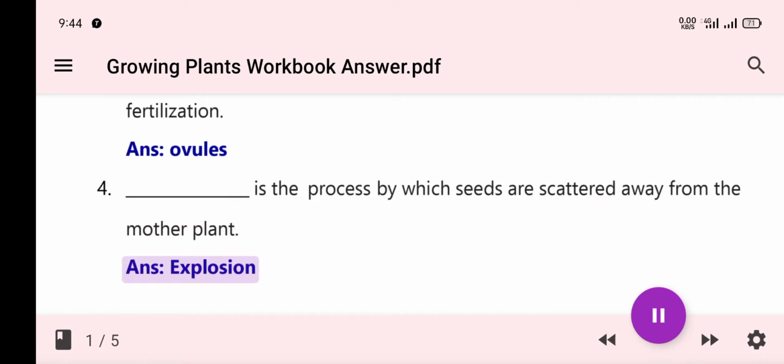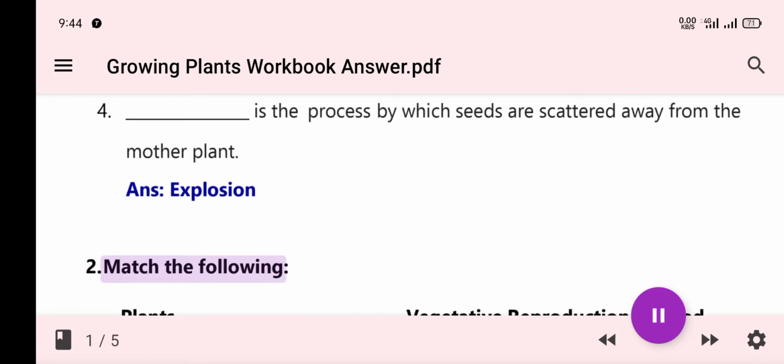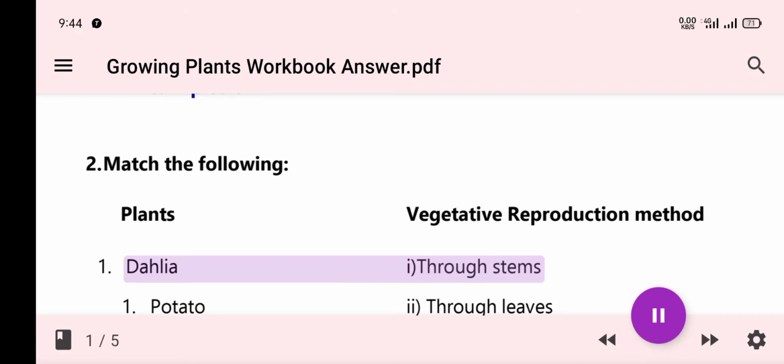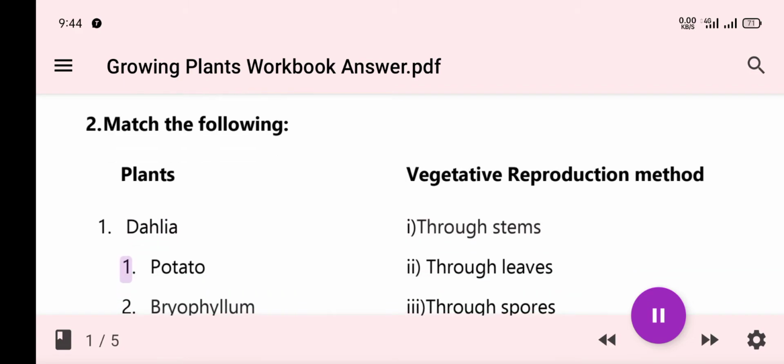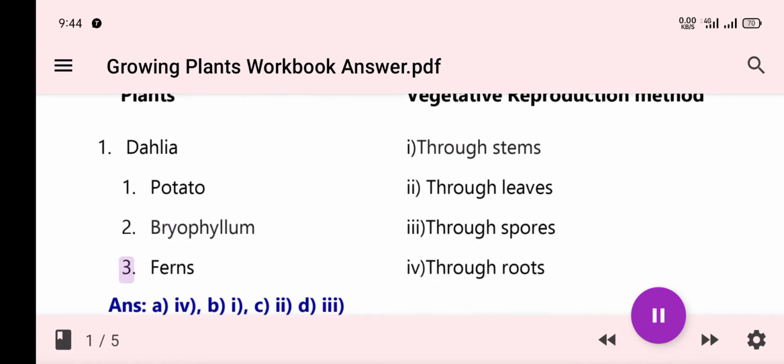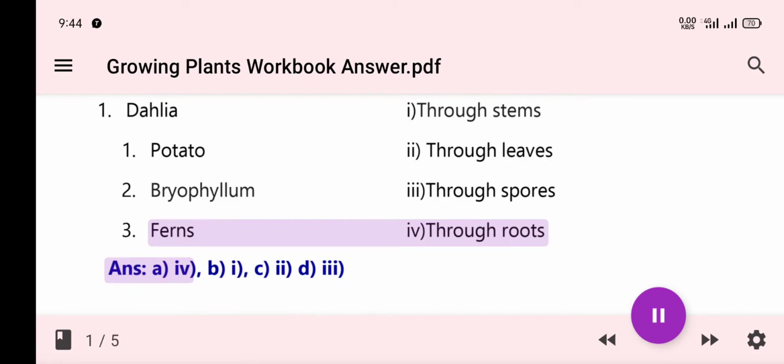Ans. Explosion. 2. Match the following. Plants and vegetative reproduction method. 1. Dahlia: through roots. 2. Potato: through stems. 3. Bryophyllum: through leaves. 4. Ferns: through spores. Ivy: through roots.